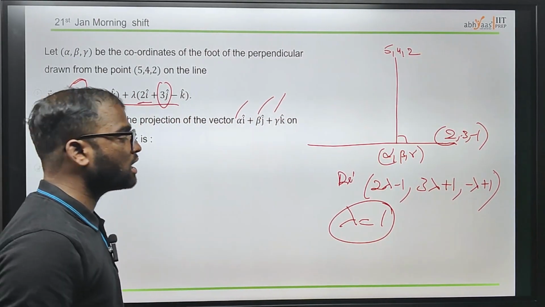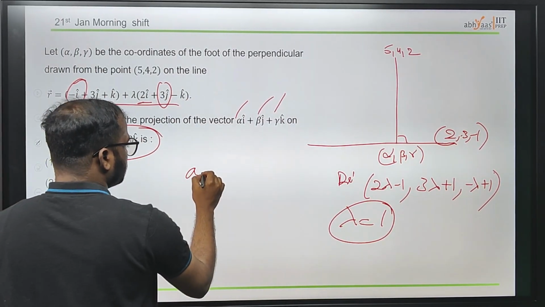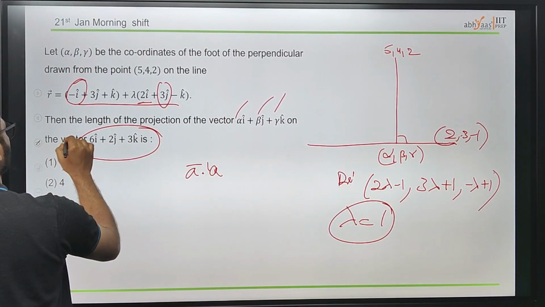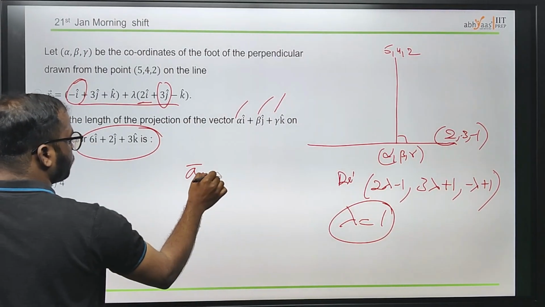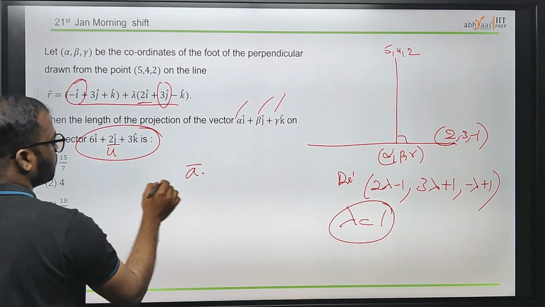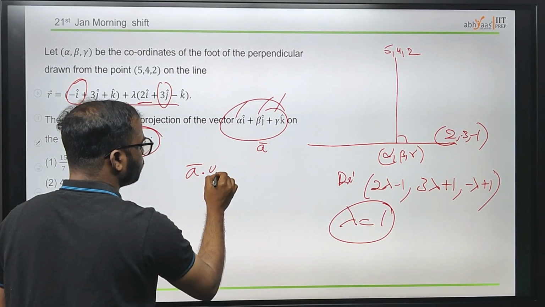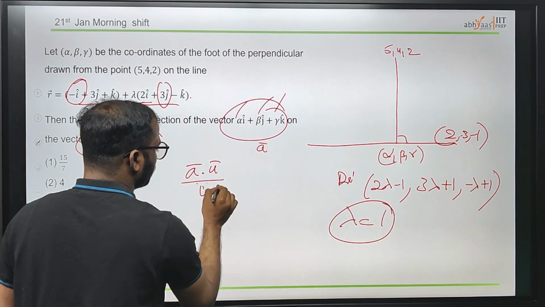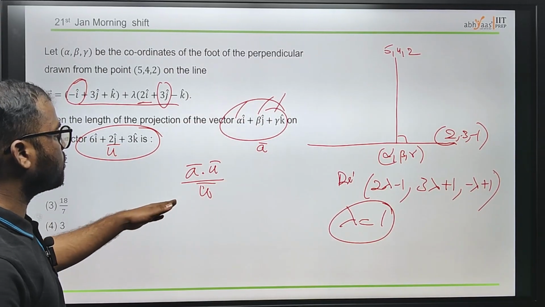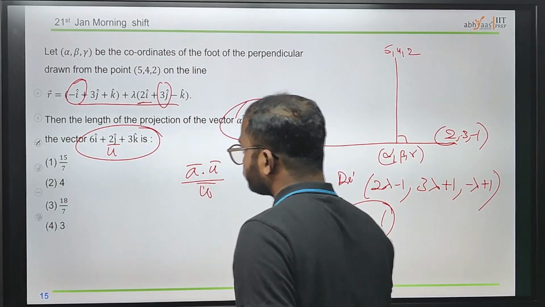After finding alpha, beta and gamma, we can easily find the projection, which is nothing but a bar projecting on u bar, divided by the magnitude of u bar. We need to find this in order to get the length of the projection. This is the formula for the length of the projection. I hope you can easily find this one.